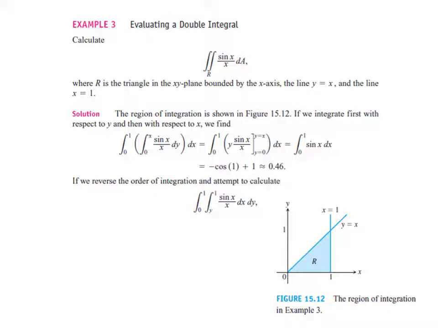Anyway, sin x by x is constant while integrating with respect to y. So take sin x by x outside and integrate 1 with respect to y, that is y. Let us apply the upper limit y is equal to x, then apply the lower limit 0. So y is equal to x minus 0, and sin x by x into x cancels, remaining sin x. The integration of sin x with respect to x is minus cos x. Applying the upper limit 1, that is cos 1, minus cos 0, which is 1, the result is approximately 0.46.